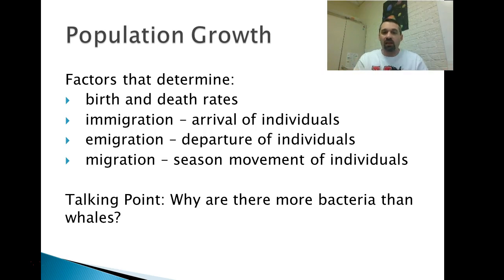Okay, and then you have immigration. So that means people come in. You have emigration, which is the departure of individuals, so people leaving. And then you have migration, which is the seasonal movement of individuals. All right, so migration is where people move around based upon usually crops, or for birds. That's right. They fly south for the winter and then fly back north because it's warm. All right, and so those type of things affect population growth.